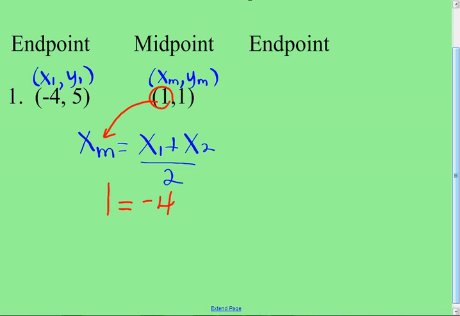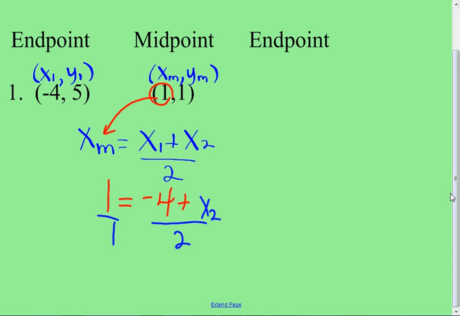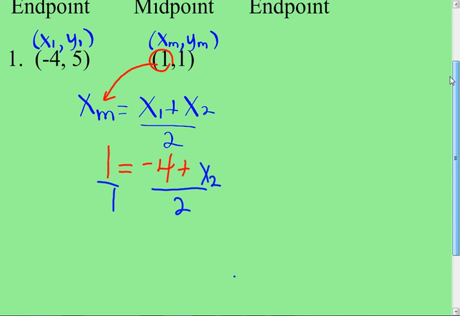Negative 4. Excellent. Plus, whoops. And it's plus x2 over 2. Well, you know what? That's a proportion. Cole, do you remember how to solve proportions? Yes. You remember it, cross multiplying? Yeah.